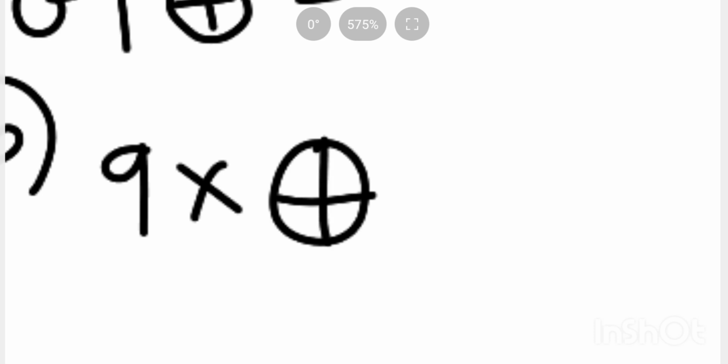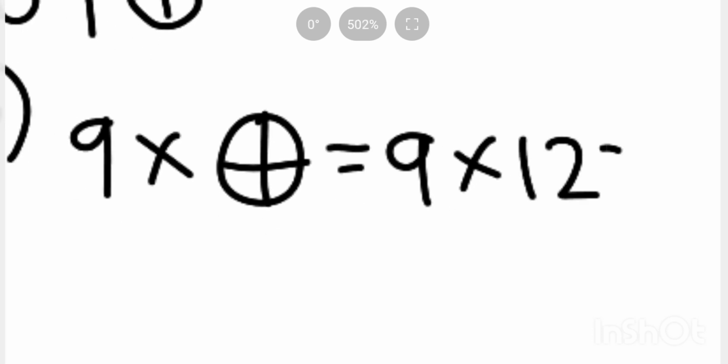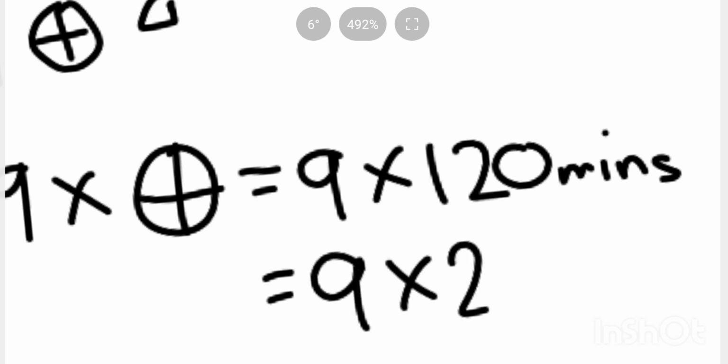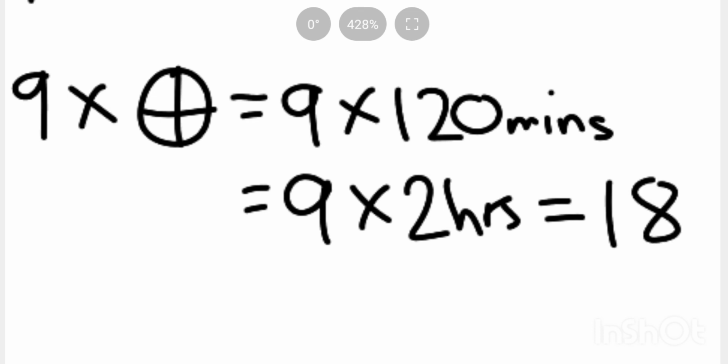each circle will represent 120 minutes because each quarter is 30 minutes. So that's 9 times 120 minutes, which is 2 hours. 120 minutes, 2 hours. So that's 18 hours from those whole circles.